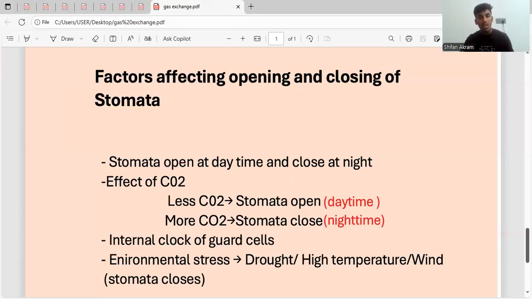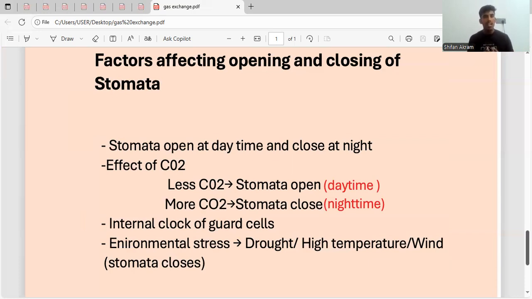Then we have the internal clock of guard cells. As humans, we also have our own internal clock, right? We sleep at night, wake up in the morning. We have our own circadian rhythm. Same for guard cells. When the sun starts to rise, the guard cells open up automatically to carry out photosynthesis. And when the sun starts to set, the guard cells close because they can't do photosynthesis anymore. So that is the internal clock of the guard cells, or the automatic closure and opening of the stomata.